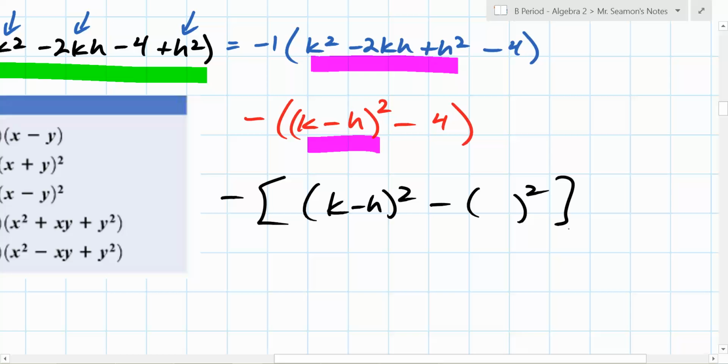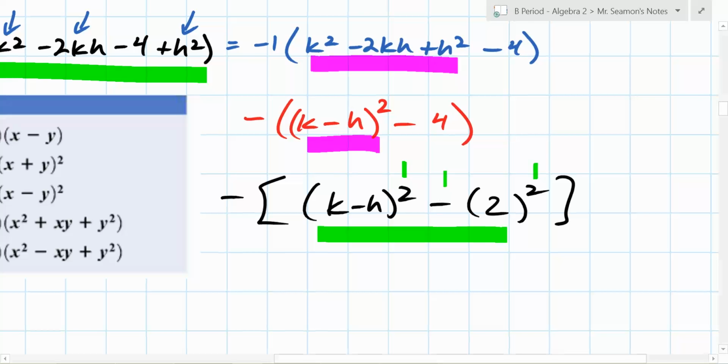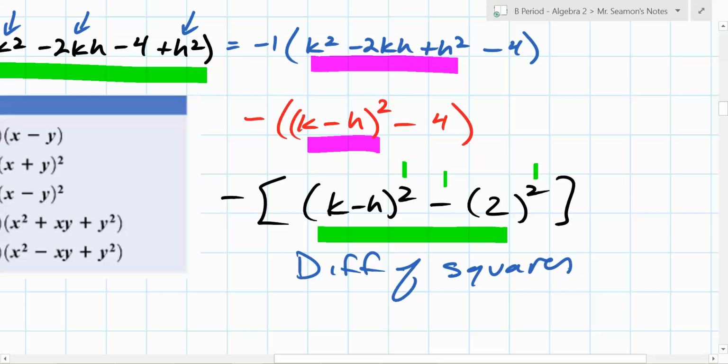What could I put in that blank parentheses? 2. What do you see right here? What is that called? Hannah, what's that called? You have two things squared and you have a minus sign. What's that called? The difference of perfect squares. This is the difference of squares.